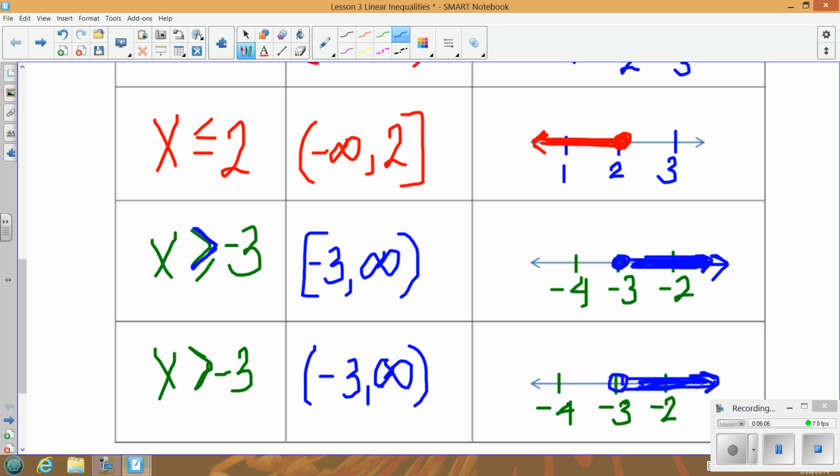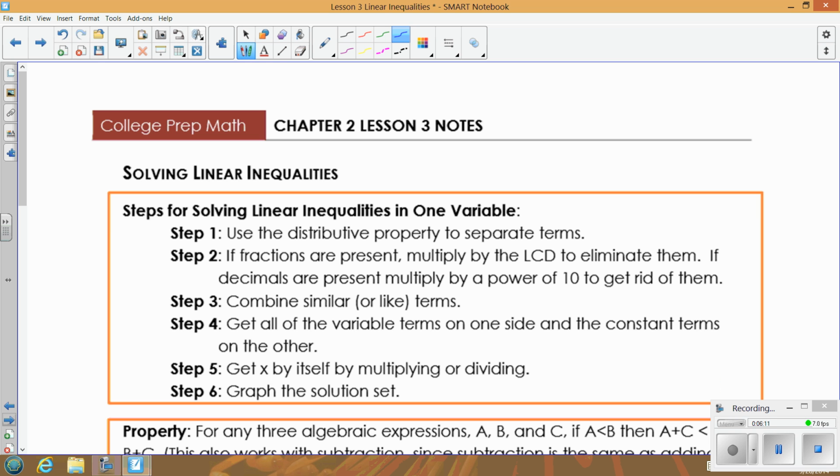Let's now look at how we solve inequalities to get these solutions. There are some different steps. Again, you're always going to use the distributive property first. Get rid of those parentheses. If you have fractions or decimals, use those tricks that we talked about. Combine any like terms, move things from one side to the other.